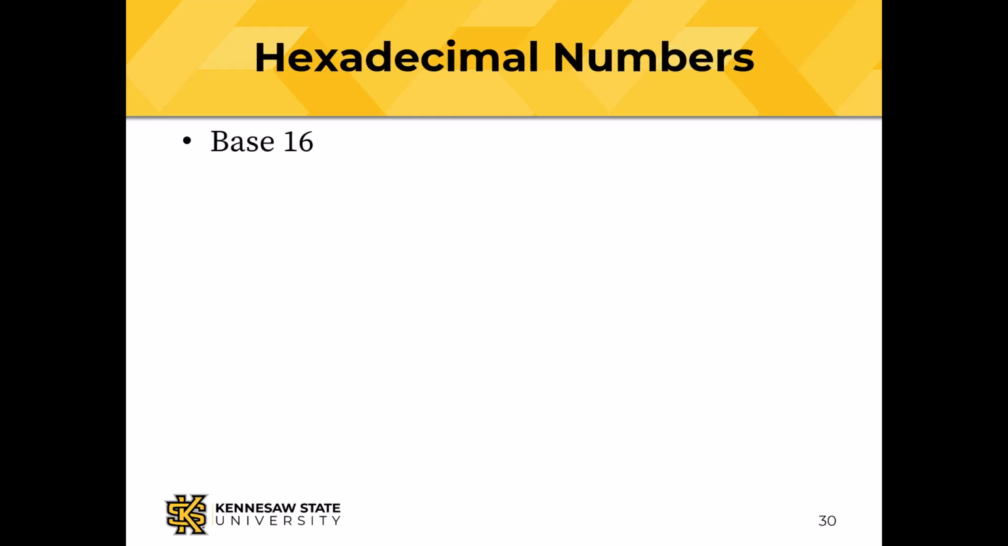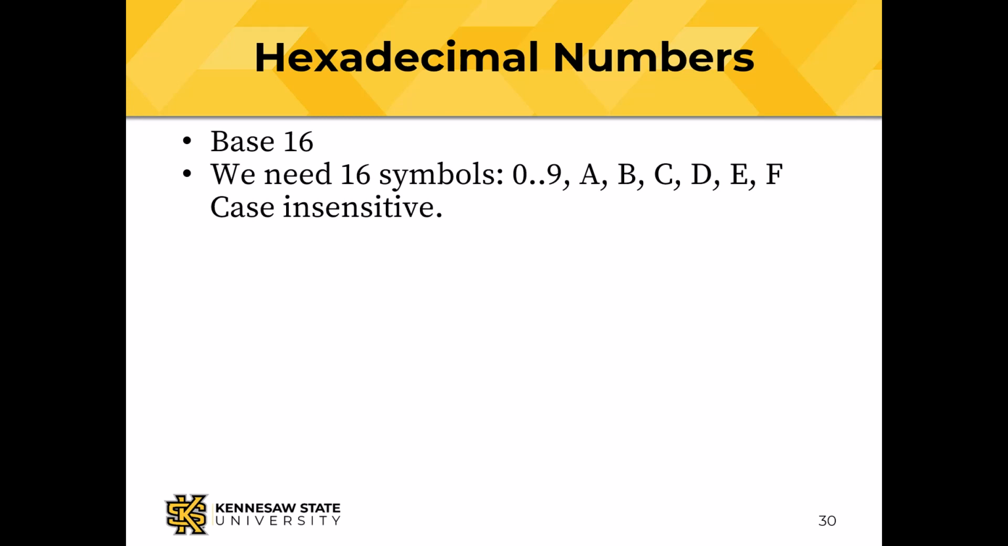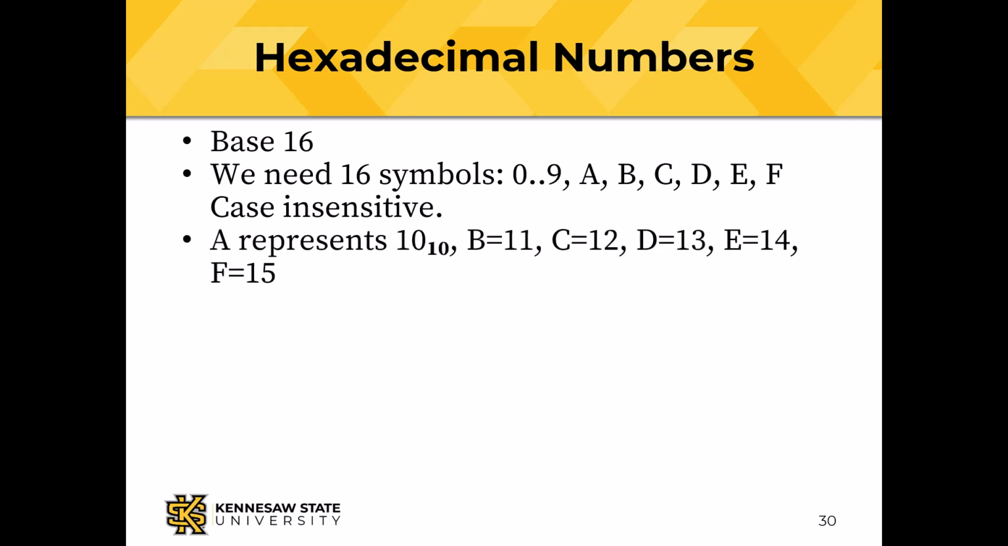Hexadecimal numbers are base 16 numbers. So for a base n, we need n symbols. For base 16, we need 16 symbols: 0, 1, 2, 3, 4, 5, 6, 7, 8, 9, and then A, B, C, D, E, and F. These are case insensitive, so a lowercase a is the same as an uppercase A in a hexadecimal number. That A represents 10, base 10, B represents 11, then 12, 13, 14, and a hexadecimal F represents a 15, base 10.